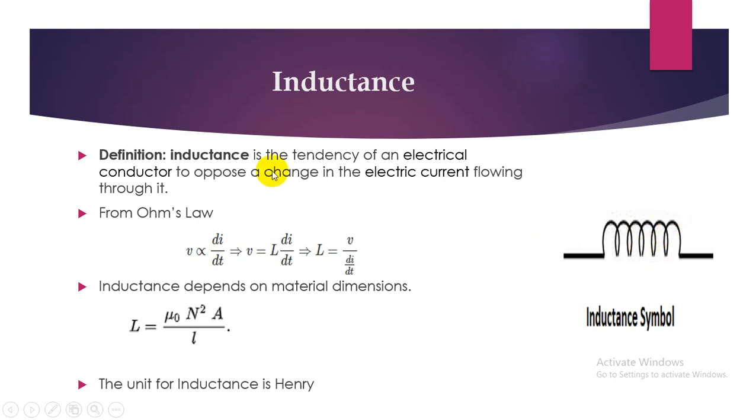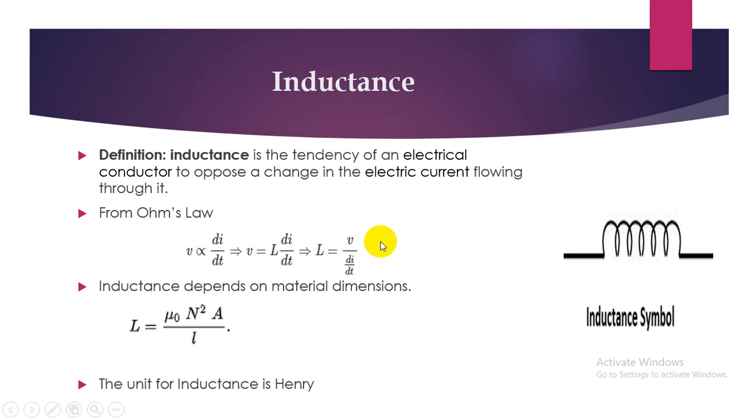So inductance is the tendency of an electrical conductor to oppose a change in the electric current which is flowing through it. That is, when we see this in terms of Ohm's law, V is directly proportional to the rate of change of current. That is, V is equal to L di by dt. This L indicates the inductance of the electrical conductor. So we can calculate this L when we know the voltage and the rate of change of current.